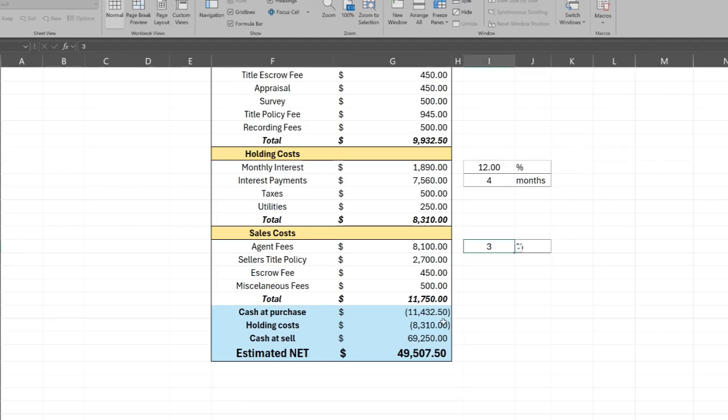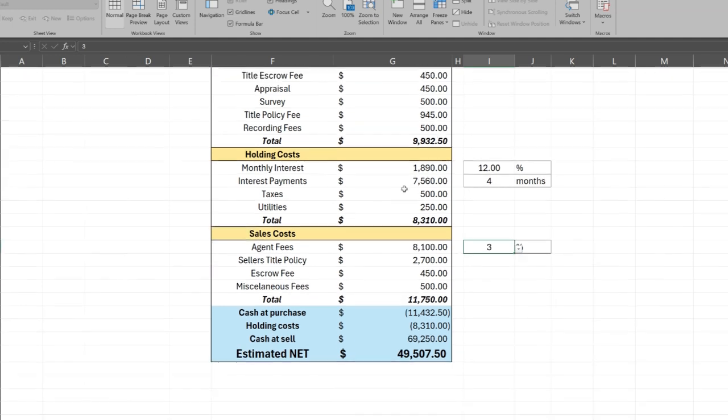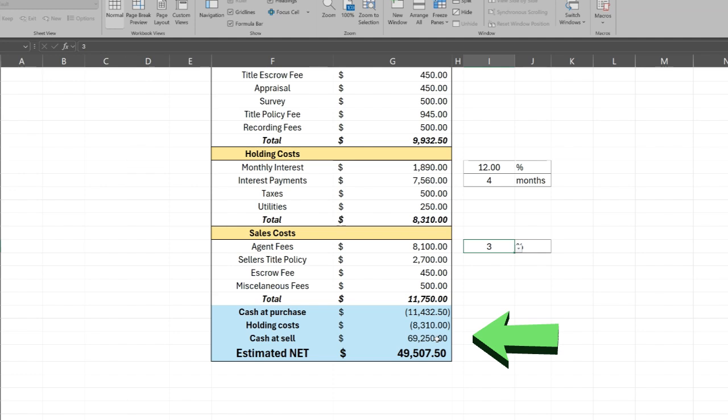So right around $11,000. I think the survey here is not accounted for in the cash to close calculator. And my holding cost is $8,310. Okay, so when I close the property at the title company, I'm actually walking away with a check for $69,250. But we're trying to estimate the net, right? So again, refer to the cash at sell. So what I'm getting back at closing.